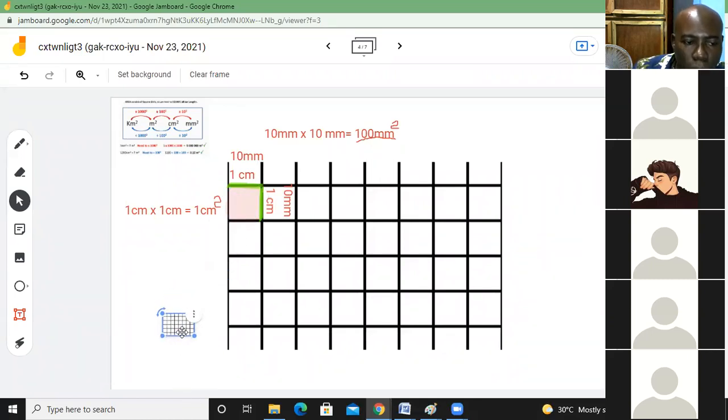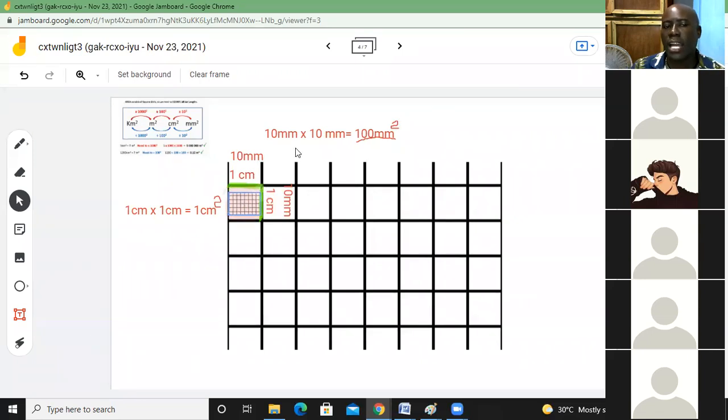So we are saying this is 100. I want to label this as 100. All right, guys? We're labeling this as 100 millimeter. I am saying it's 100. Can we take it as 100? So we're taking it as 100. So what we're saying is that 1 square in centimeter will fit 100 squares in millimeter.